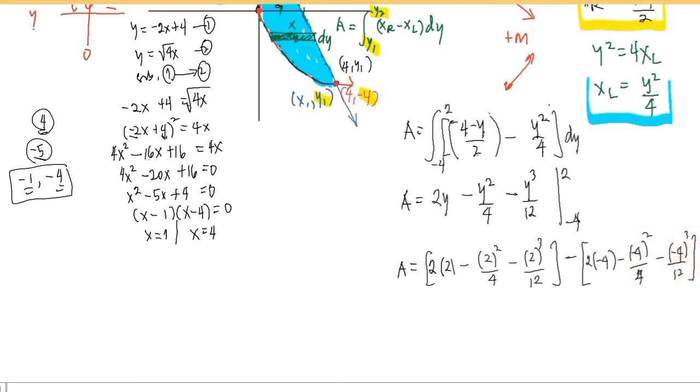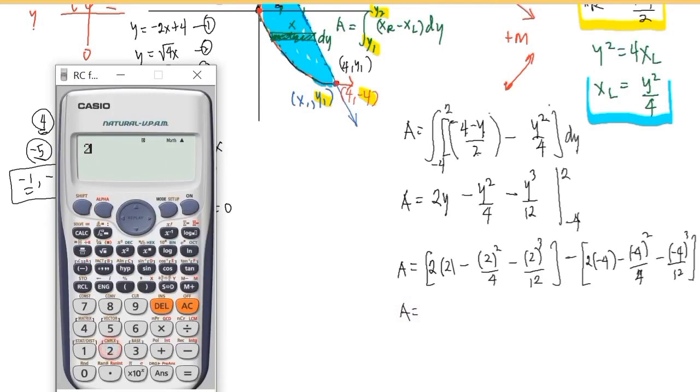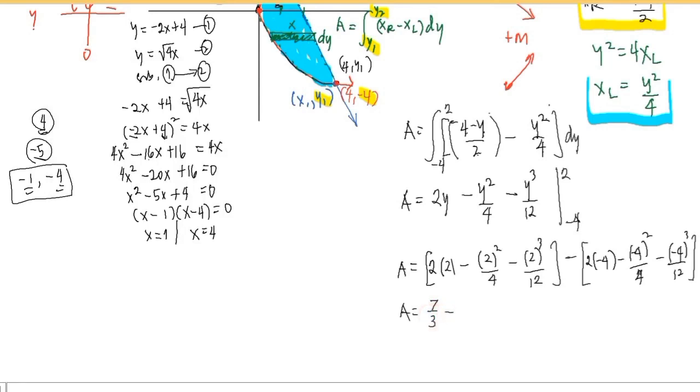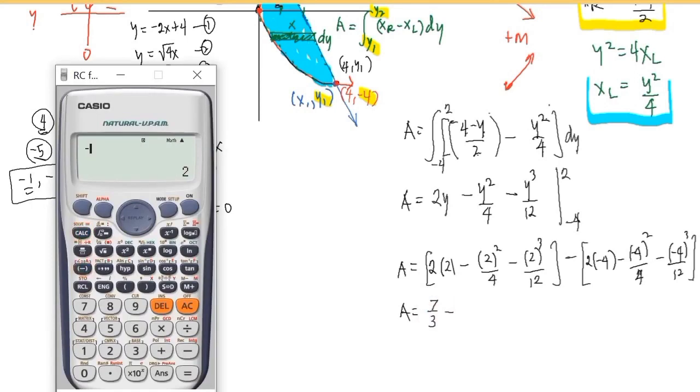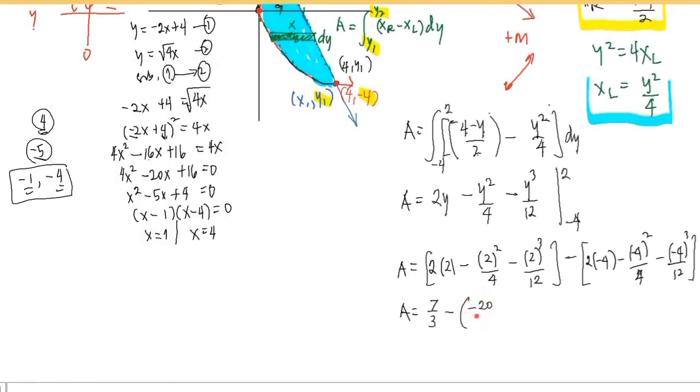Now, so evaluating our upper and lower limit using our calculator, then we just have to type in our equation 2y minus y squared over 4 minus y cubed over 12. And if we are going to evaluate our upper limit, calc 2, because our upper limit is 2, that's 7 over 3. So this is 7 over 3 minus our lower limit, calc negative 4, and that is negative 20 over 3. So we have negative 20 over 3.